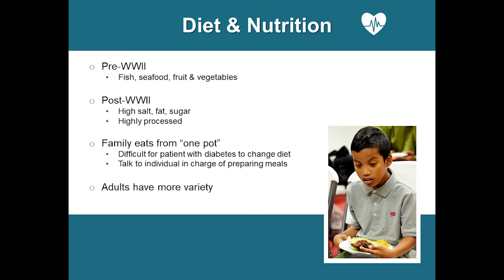Family eats from one pot. A Marshallese family prepares meals for the whole family. Even though an extended family lives under one roof, the meal is made for the whole family. This makes it challenging for someone with diabetes to change their diet. This is why education is important. Consider talking with the person who is in charge of preparing meals so the whole family can benefit from eating healthier meals. Break down carbs and proteins.